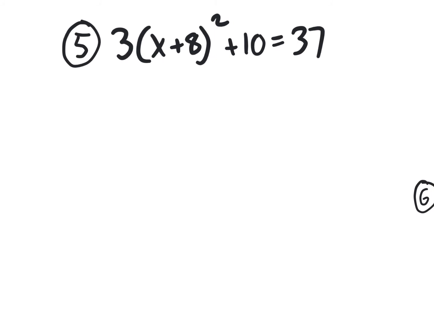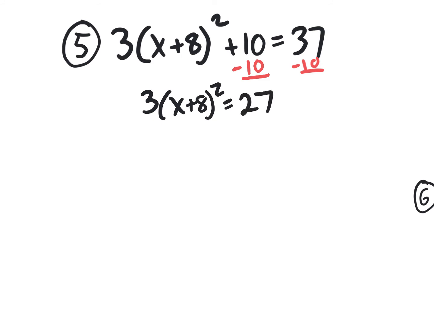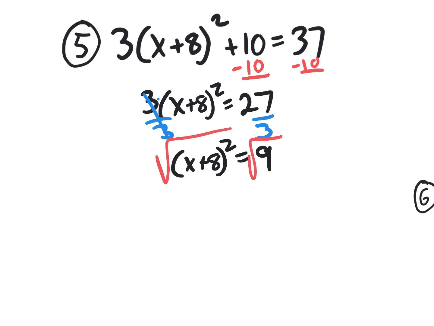Step 1, what do I do? Subtract the 10. -10. Yep. Rewrite. We have 3 parentheses x plus 8 squared equals 27. Divide by 3. Rewrite. We have x plus 8 squared equals 9, because we haven't applied a square root yet. But now we're going to apply a square root, and that's where we get x plus 8, no more parentheses, no more square, equals plus or minus 3.